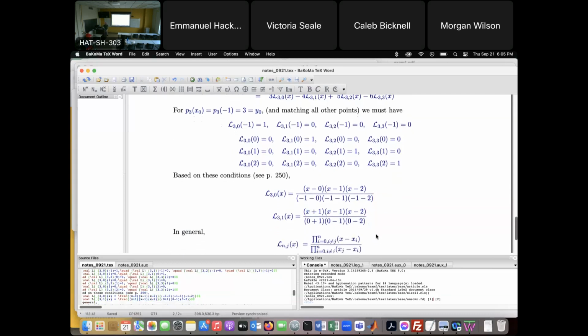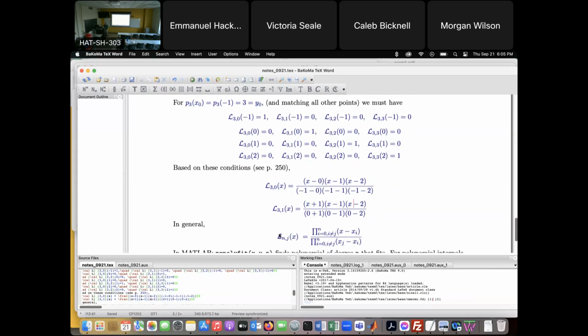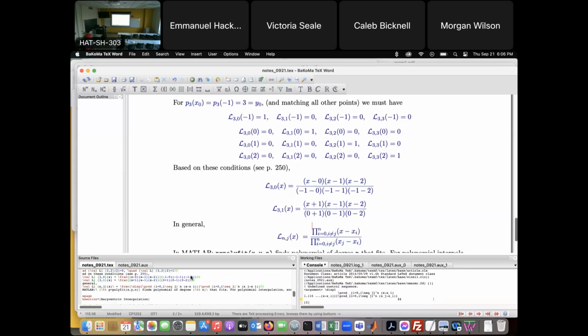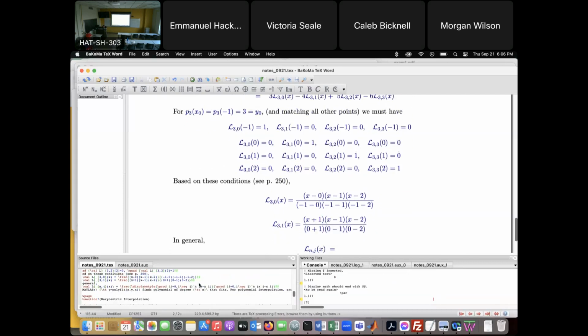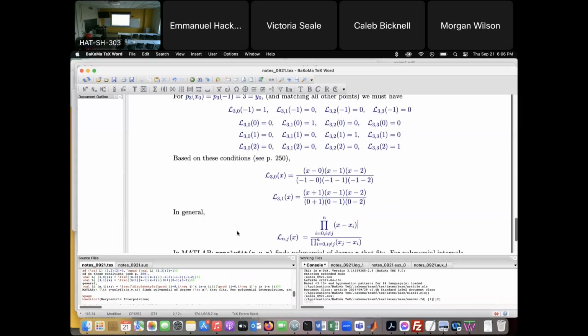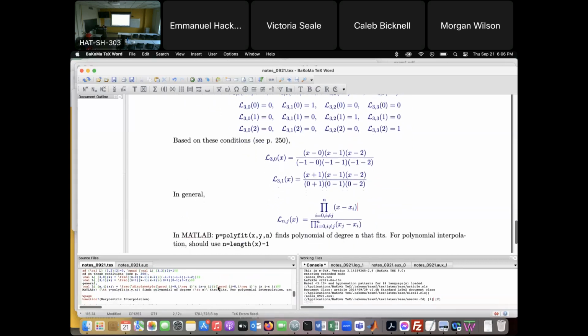In fact, this right here is the general formula for Lagrange polynomials. Actually, I'm going to try to make this typeset so it's a little more readable. Okay, yeah, that's better.